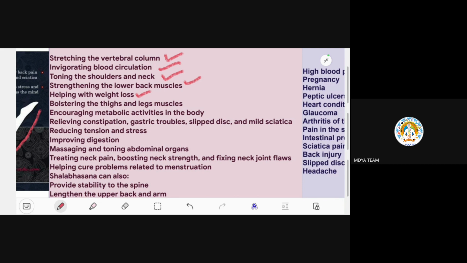Bolstering the thigh and leg muscles, encouraging metabolic activities, of course, because it works on the abdominal area, relieving constipation, gastric trouble, slip disc, mild sciatica. People who have mild sciatica should do this.